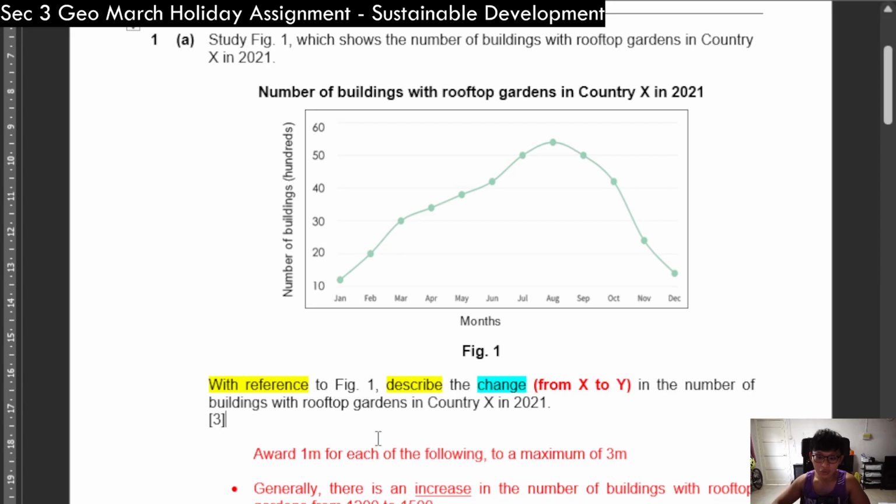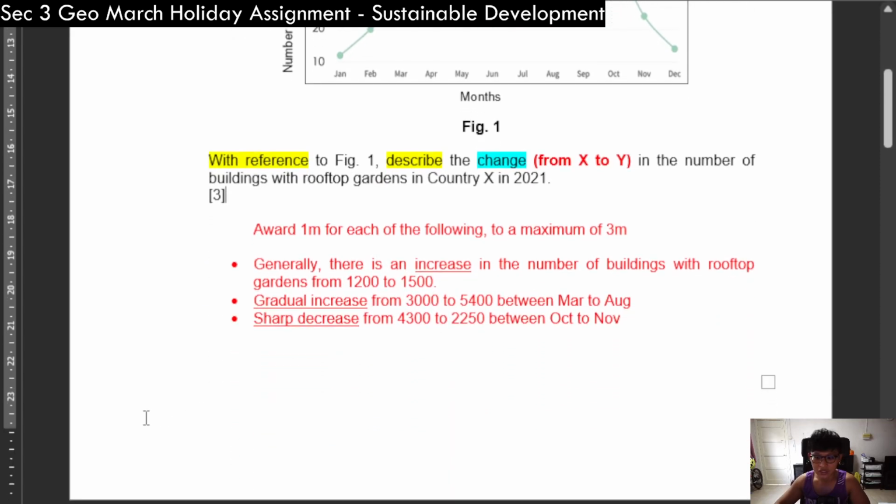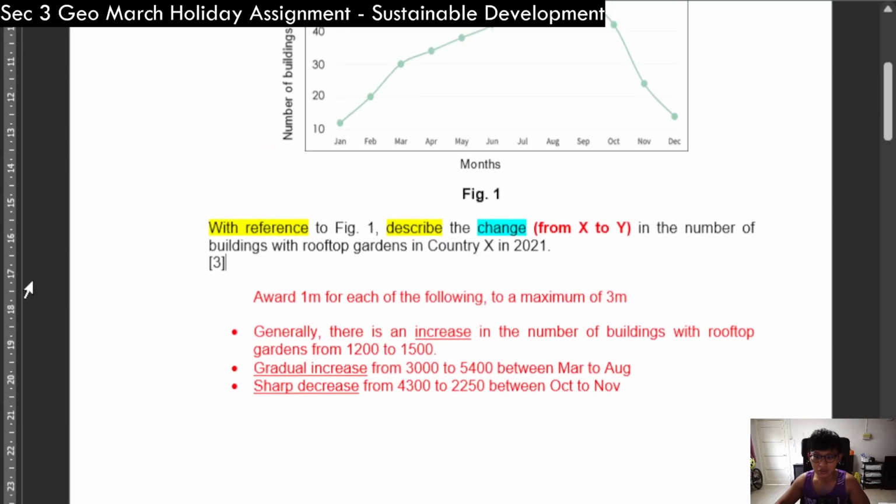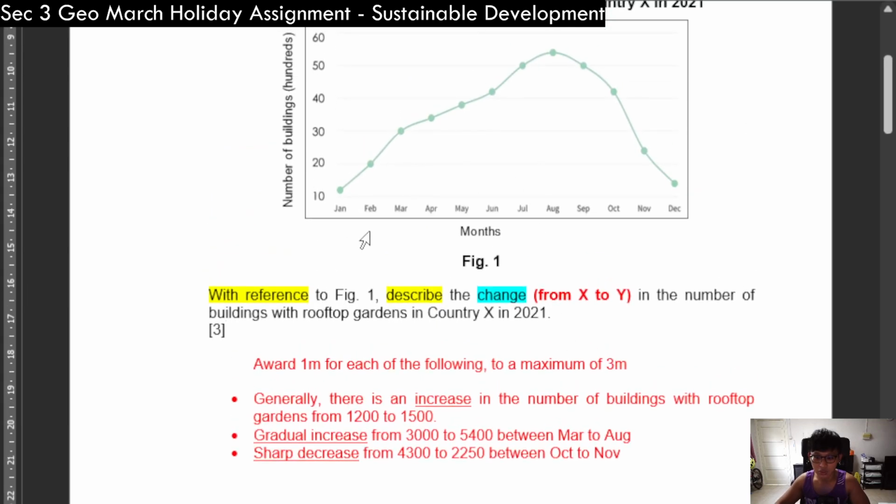Okay, so we'll follow the GAS format: general, and then we go to any anomaly and the specific descriptions. So in this case, in general, when we look at general changes, we always look at the value at the start of the graph and the value at the end of the graph. Alright, so in general, there's an increase in the number of buildings with rooftop garden, from 1,200 to 1,500.